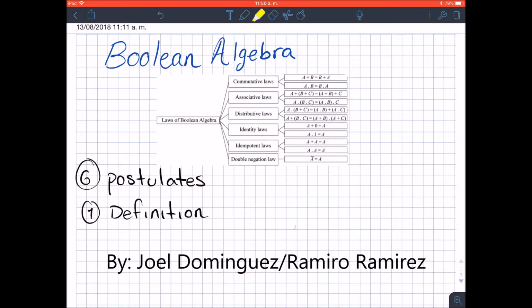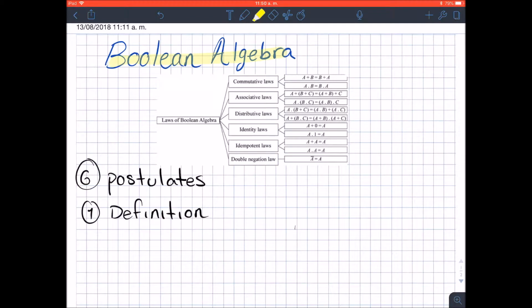This video is going to talk about Boolean Algebra. To learn the base of Boolean Algebra in a good way, first we need to understand the basic postulates. There are 6 of them. The first one gives us the general definition.